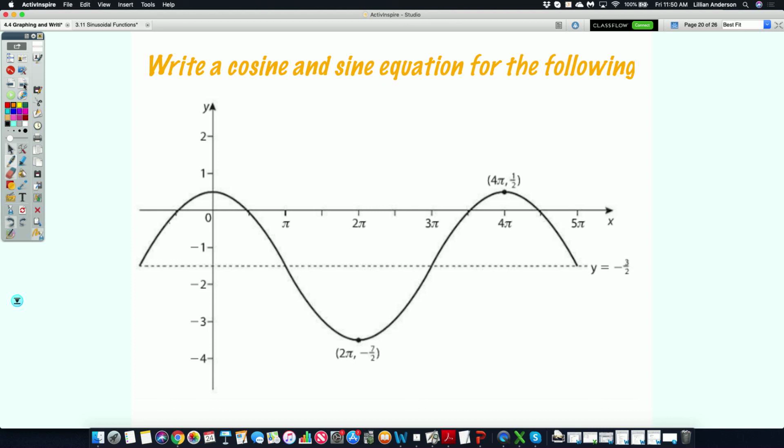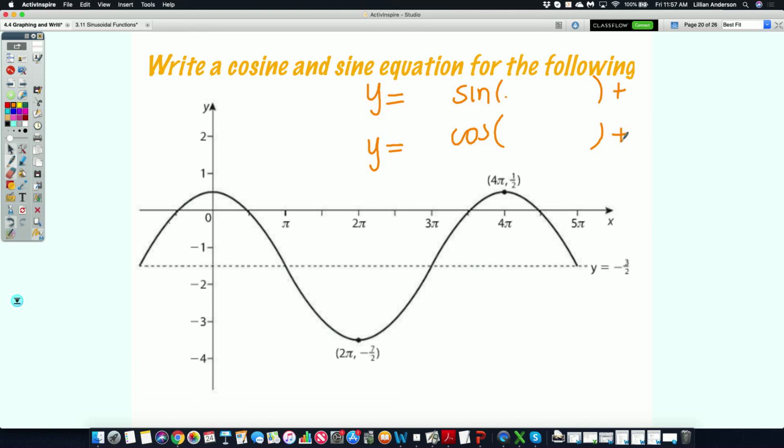Can you guys do this one on your own? Give it a try on your own. You're writing a cosine and a sine equation for this. To write a cosine and sine function for the following, I need A, B, C, and D. And the A, the B, and the D are all the same no matter whether you're writing a cosine function or you're writing a sine function. Okay? So, let's figure out, actually that might be a minus. Let's figure out the A.